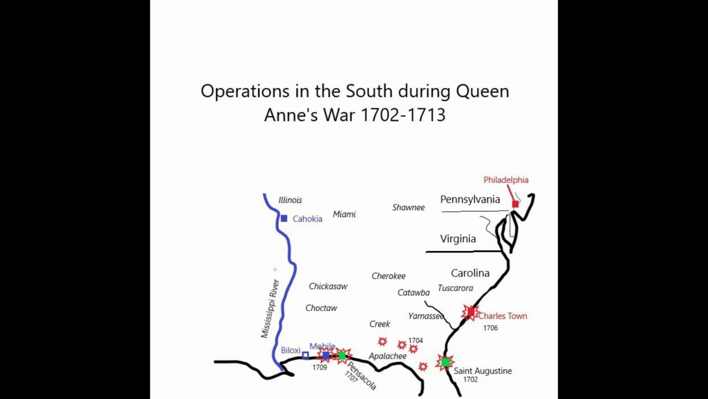But even though fighting in the South had officially ended, the English themselves were quickly embroiled in wars with both the Yamasee and the Tuscarora Indians. In fact, the war with the Tuscarora began even before Queen Anne's War was over, and we'll have to talk about those in a separate podcast.